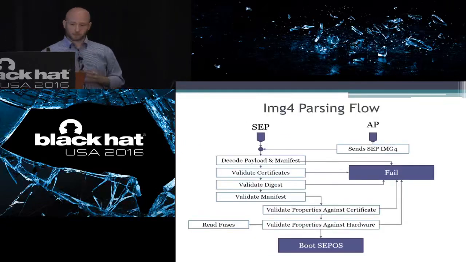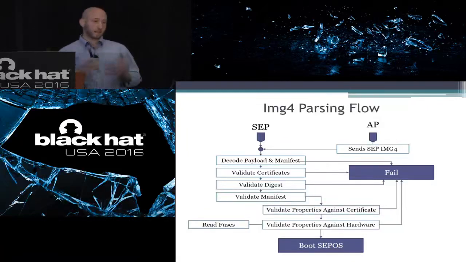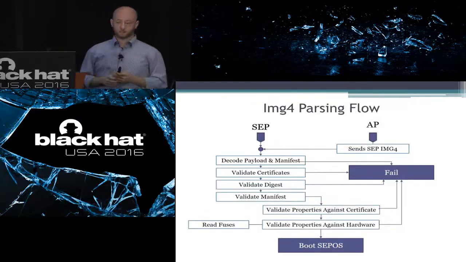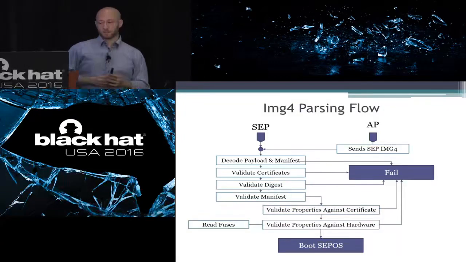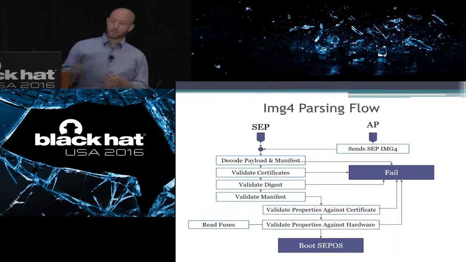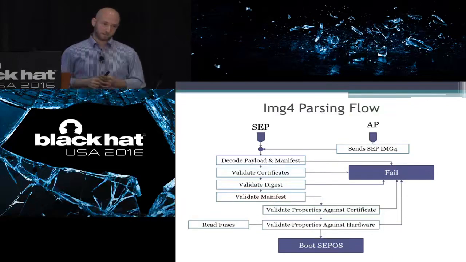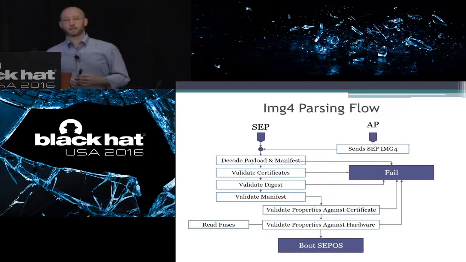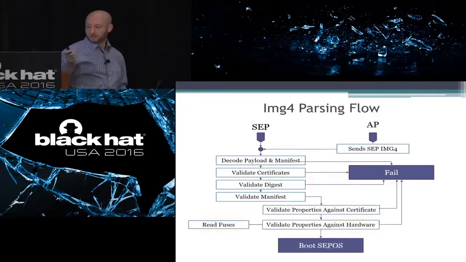So this is just a basic overview. As you can see, it just gets sent from AP to SEP, goes through each stage of verification. Once all the basics are validated, it goes down to validate the certificate, and finally the properties against the hardware. What's interesting on this is it reads the fuses, the different security fuses, to verify what settings are allowed in the manifest. So that's kind of an intro and what's going to be coming up later.